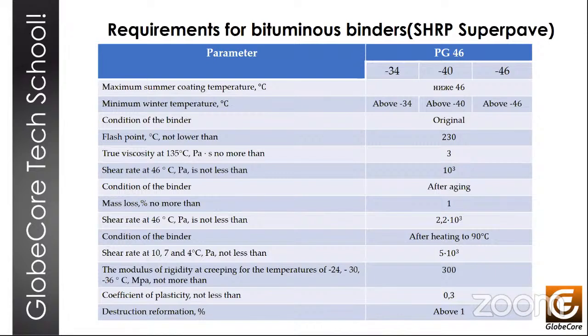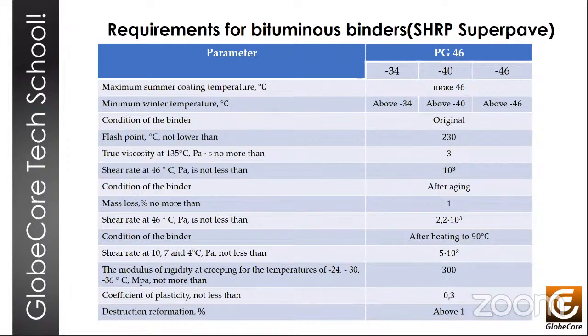So the accepted classification of bitumen according to the operational conditions of the road structure of the road surface takes into account all stages of the use of bitumen, from the oil refinery to its use in the production of asphalt mix and its use in the pavement after a certain duration of time.